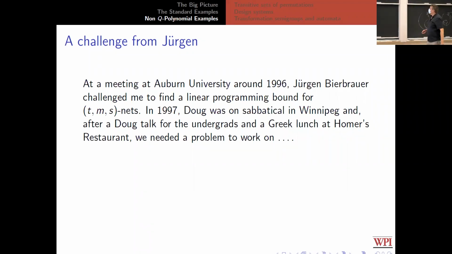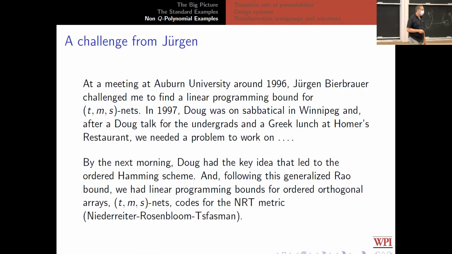And so then Doug was on sabbatical, and he showed up in my office after I talked to undergrads. We went to Homer's Greek restaurant for lunch in Winnipeg. We needed a problem to work on. And then Doug proved a theorem that afternoon. The very next morning, he sent me a manuscript with this beautiful Rao bound that showed up in the Canadian Math Bulletin. I had to retaliate and prove a theorem myself. So he had this beautiful idea, and I'll show it to you when I show you the eigenspaces of the association scheme.